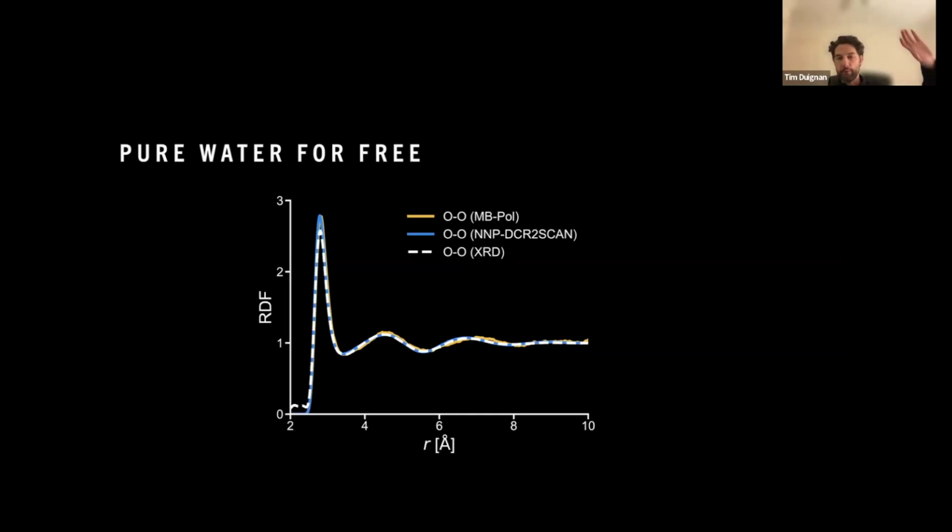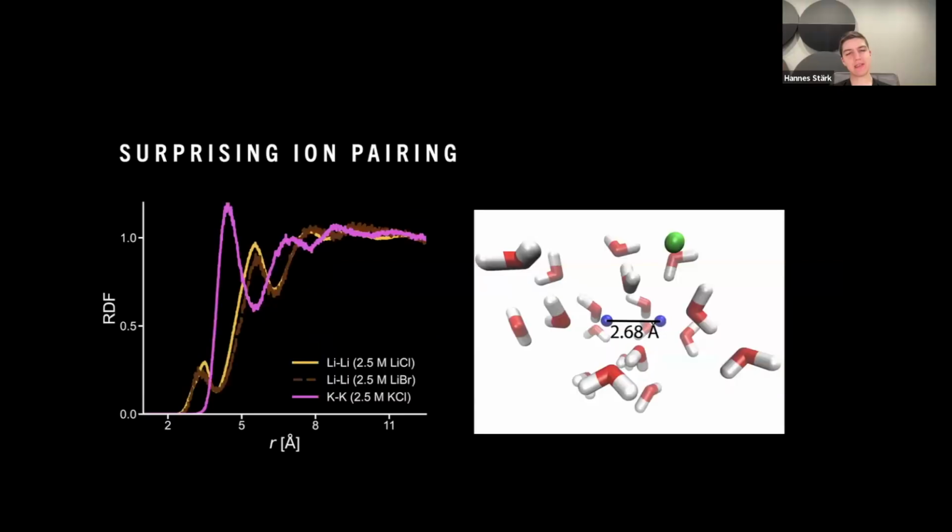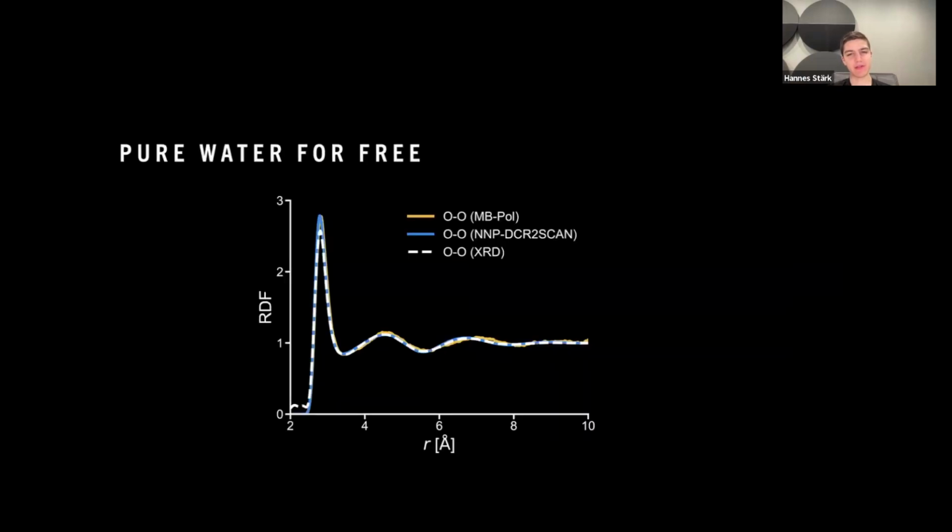MB-pol is a beautiful, pure water model that people made by exhaustively fitting to coupled cluster, this gold standard benchmark quantum chemistry method. So that was nice as well. Well, this is already some kind of impressive generalization, right?